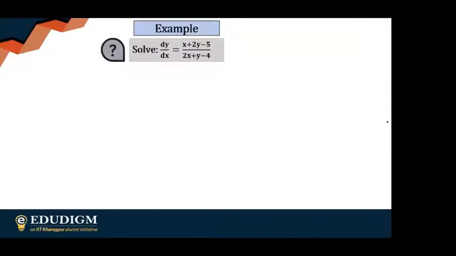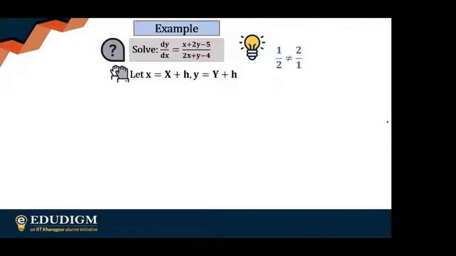All right, so this is the first one. The first thing you notice is clearly the pattern of a1x plus b1y plus c, and the same thing in the denominator. So you see the pattern very clearly. The first thing that comes to your mind is, let's check the ratio. You can clearly see that 1 by 2 and 2 by 1 are not the same. So what we are going to do is some substitution and reduce it to a homogeneous differential equation. Now, what is the substitution that you need to do? x will be x plus h and y will be y plus k.